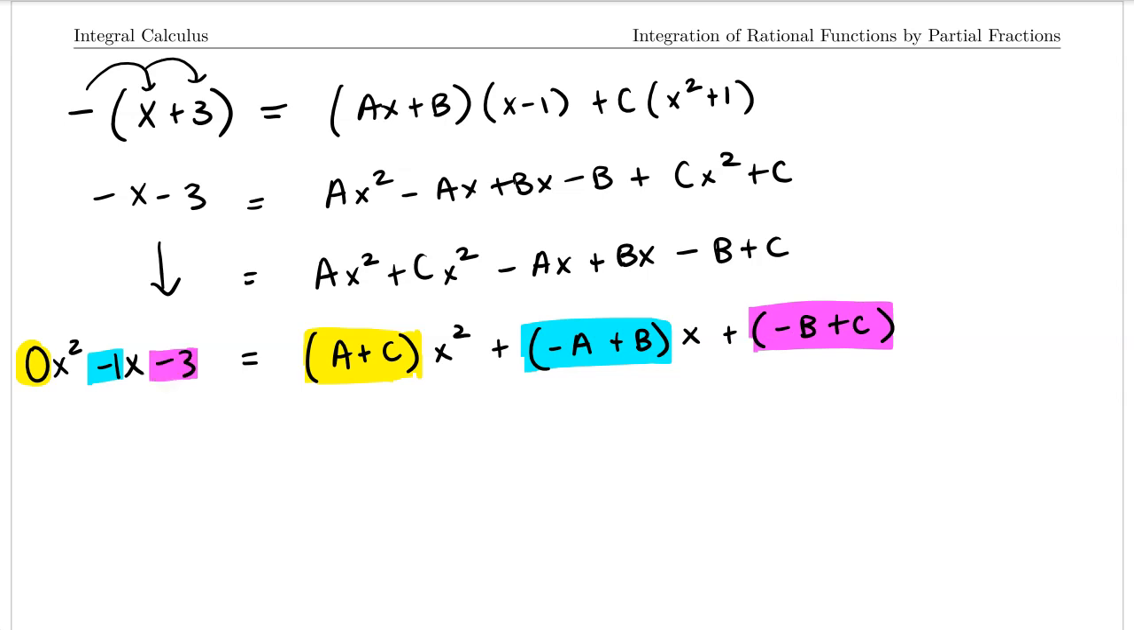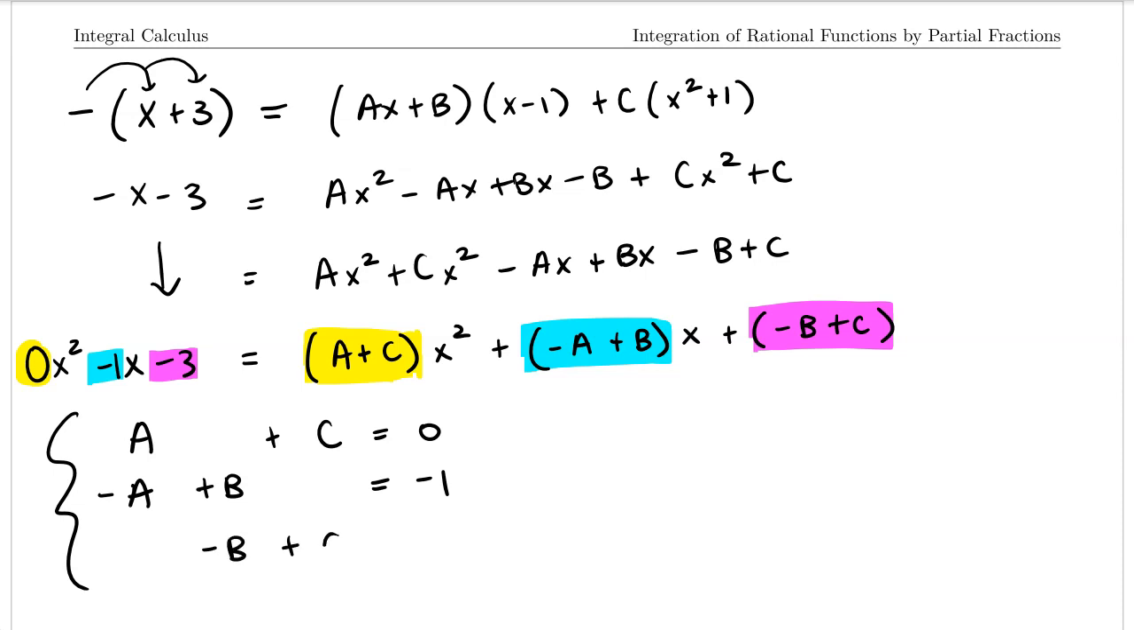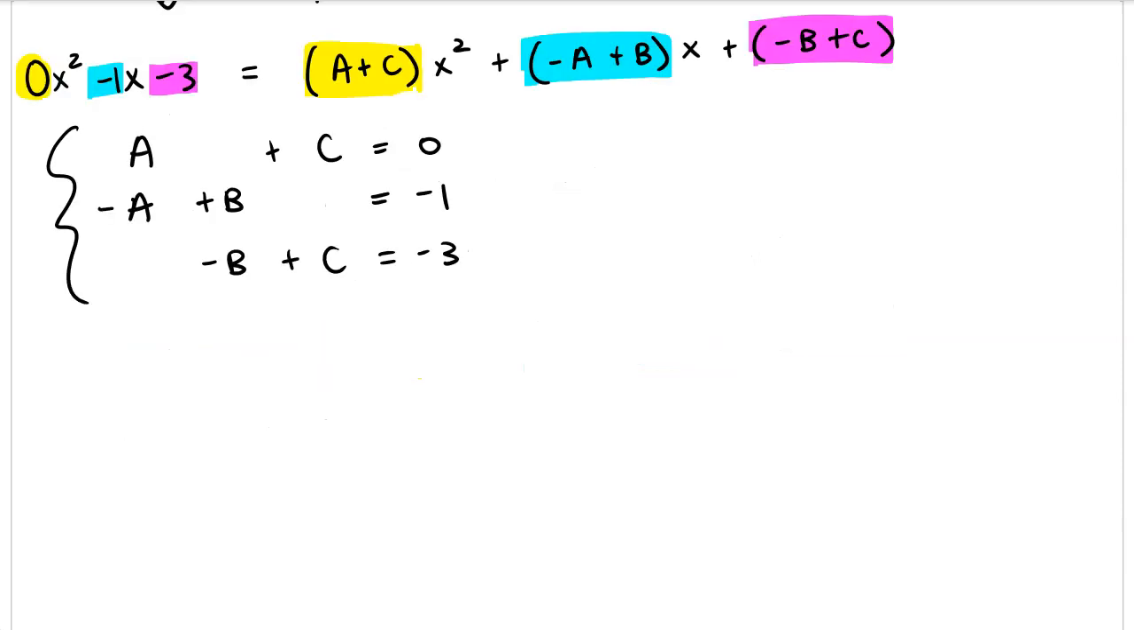So let's go ahead and set up our system of equations now. I have a plus c is equal to 0. I have negative a plus b is equal to negative 1. And then my last one is negative b plus c is equal to negative 3. How do I go about solving this system of equations?